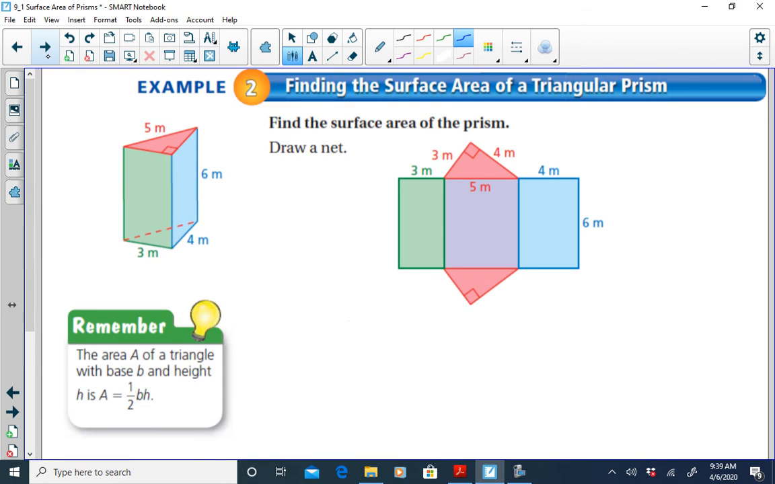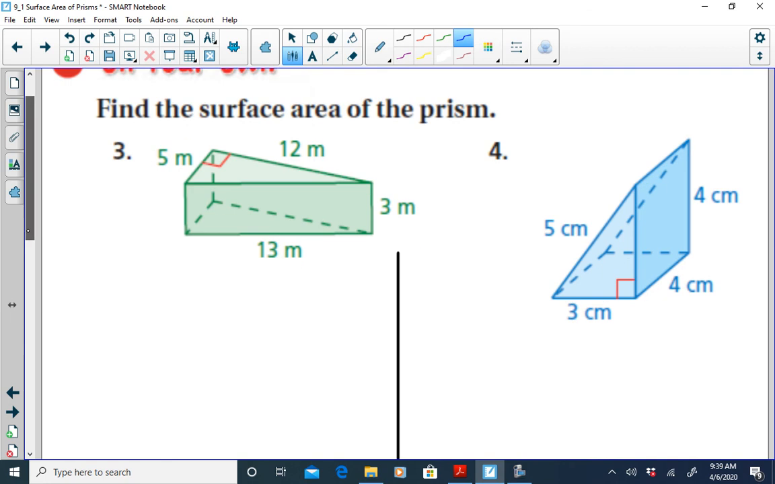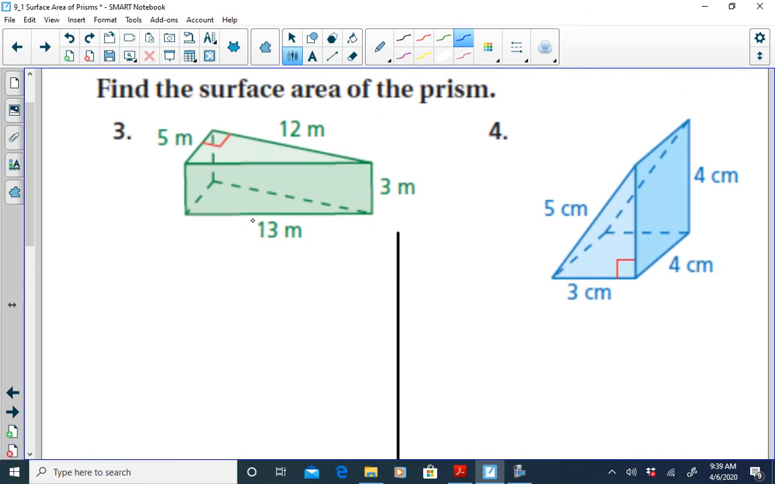Okay, so let's try a couple more of these. Let's go down to this page here. I want to find the surface area of this triangular prism. First of all, I want you to recognize that it's a triangular prism, because the bases are two parallel congruent triangles, right? I just outline them in black.